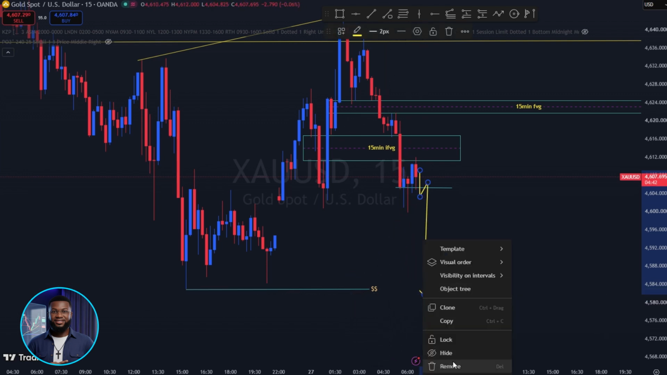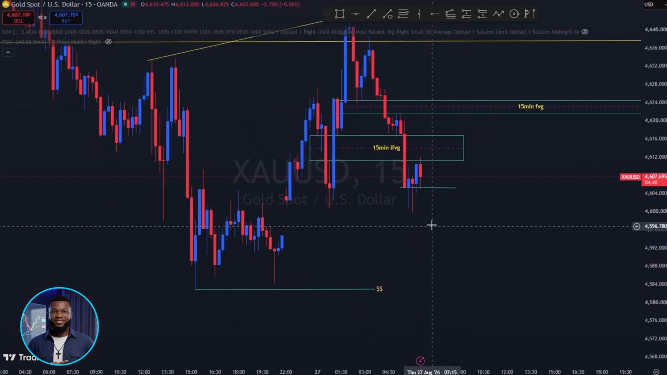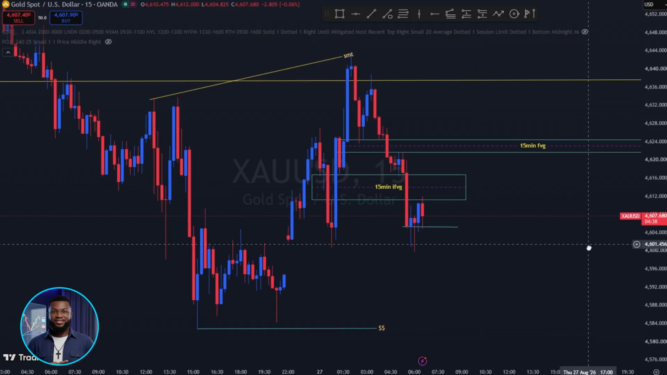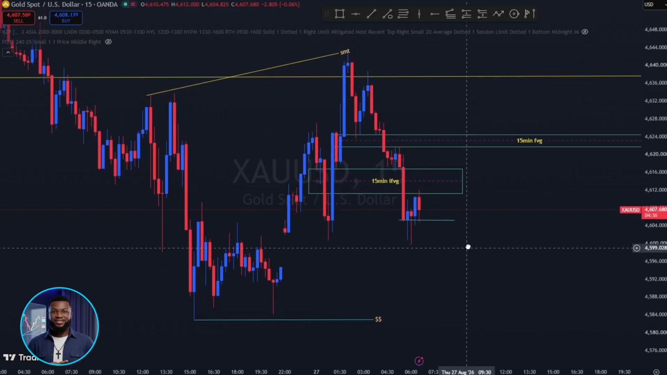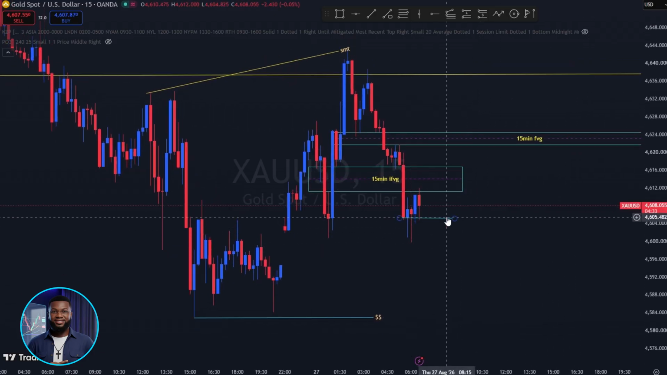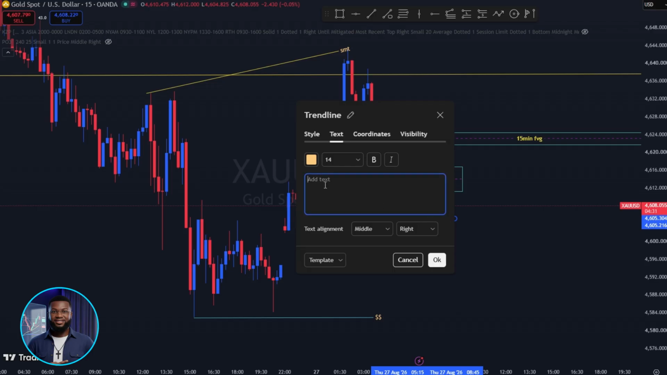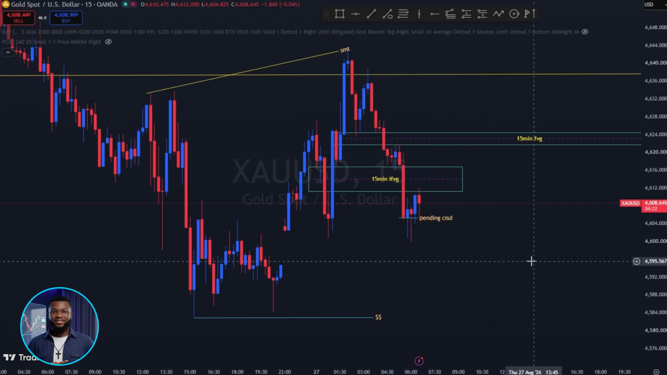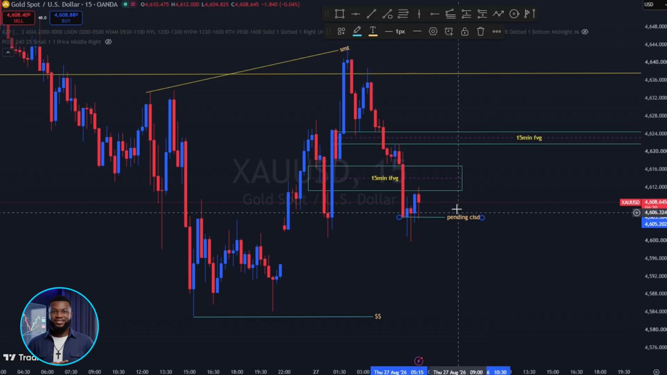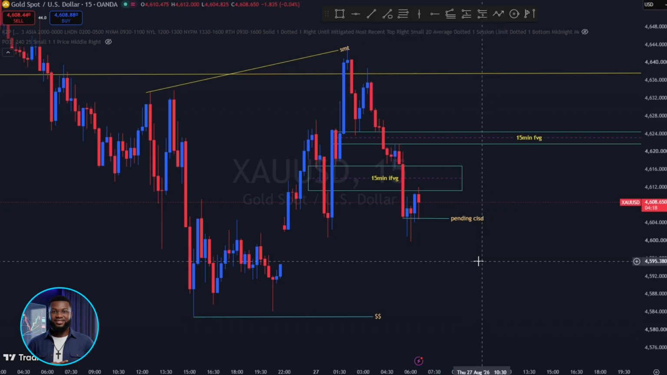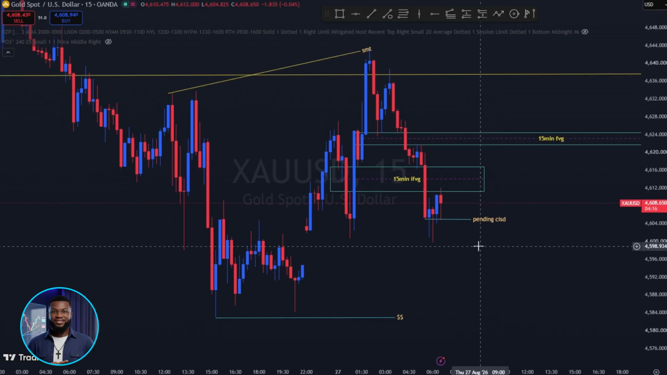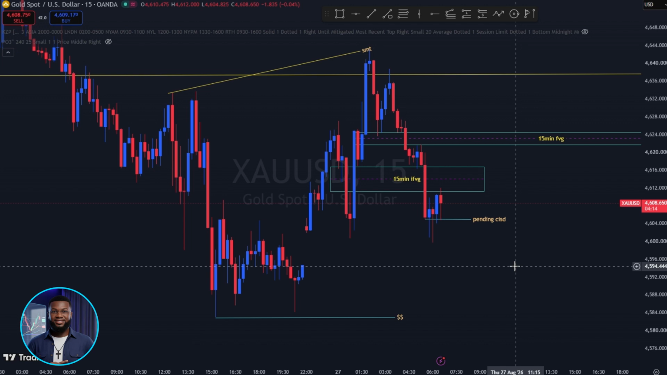So what we are waiting for is clarity. We just want clarity so that we can enter on this pending, I call it pending CISD, change in state of delivery. So this is what we're anticipating right there. That's what we are looking out for.